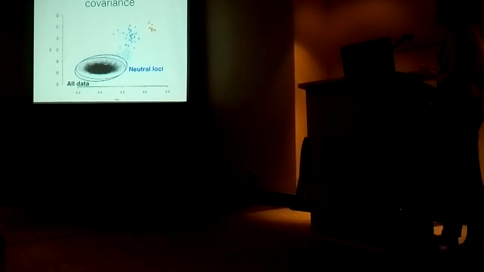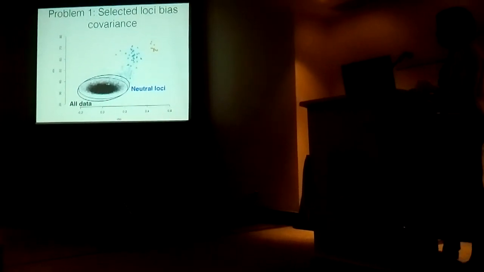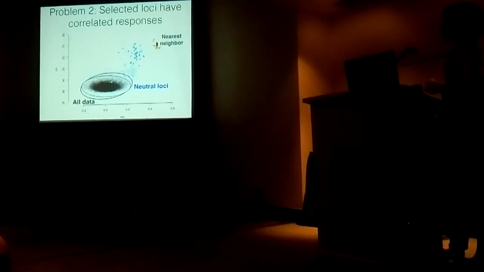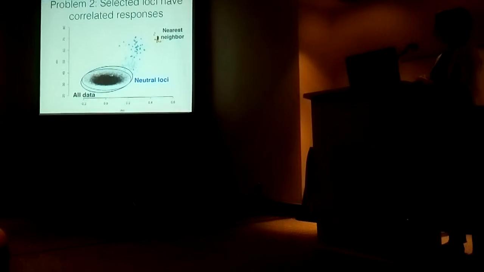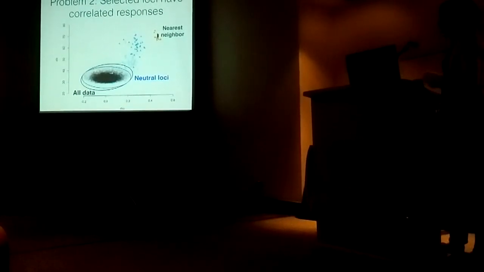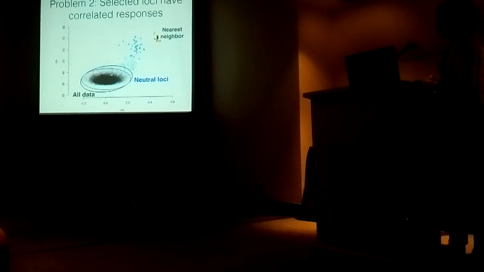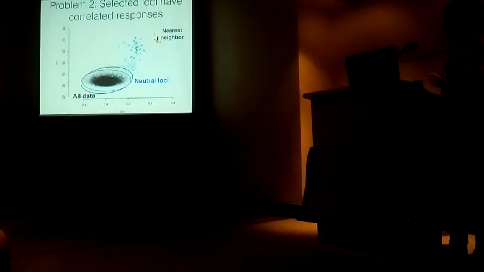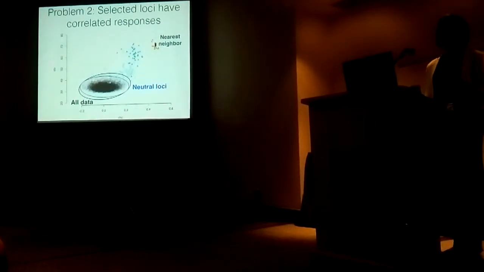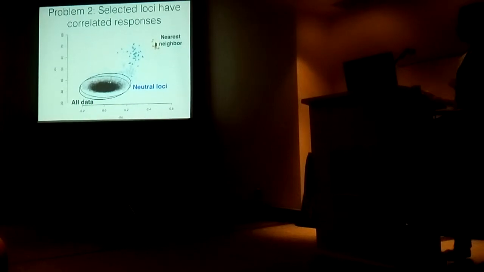So the first problem is that the selected loci bias the estimate of the covariance. And the second problem was that the selected loci had correlated responses. So the loci were unlinked in the simulated data set, but because they were responding to the same selection, the nearest neighbor in multivariate space to one locus under selection was another locus under selection. So you can imagine this is even a bigger problem when you have linkage added to the equation.